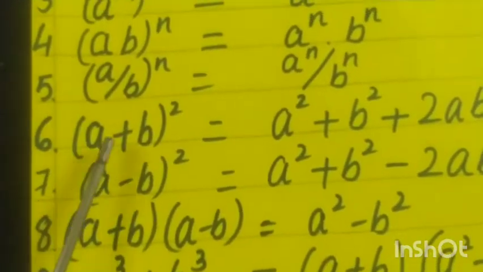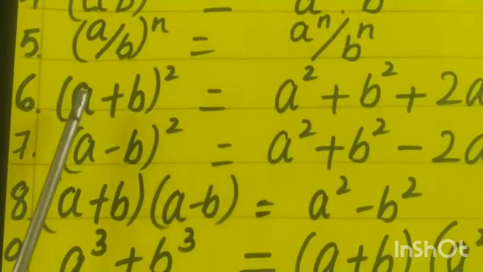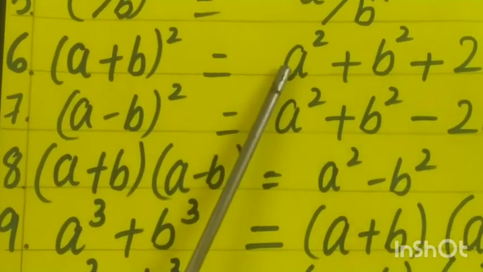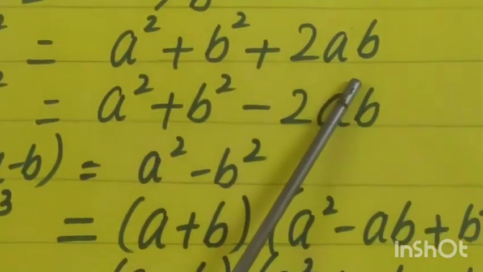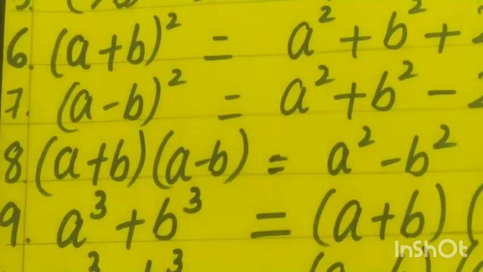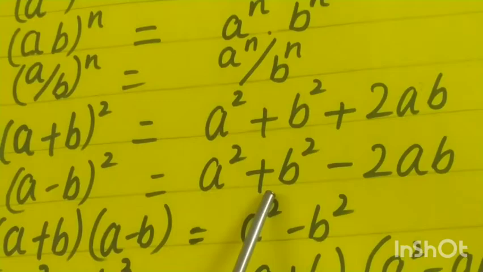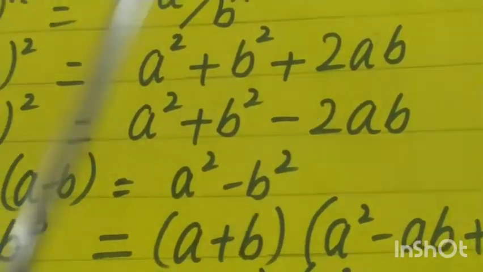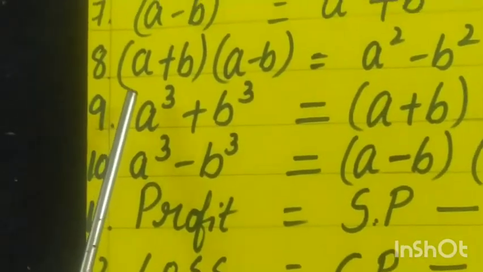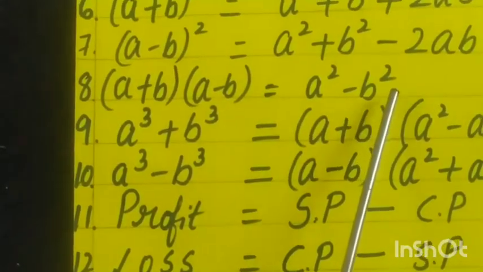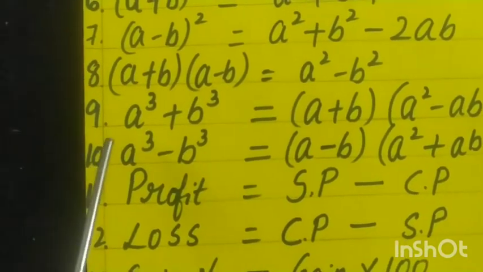Now it is a plus b the whole square. A plus b the whole square is a well known identity. It is a square plus b square plus 2ab. Next comes a minus b the whole square. That is a square plus b square, in place of plus we have to write minus, it is minus 2ab. And next one, a plus b into a minus b, which is equal to a square minus b square.